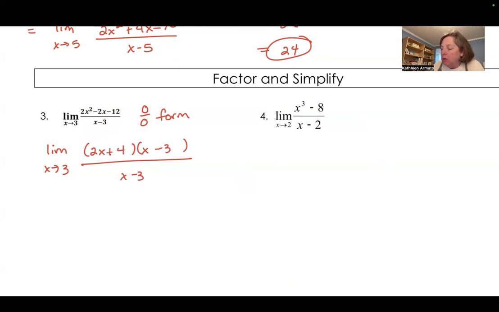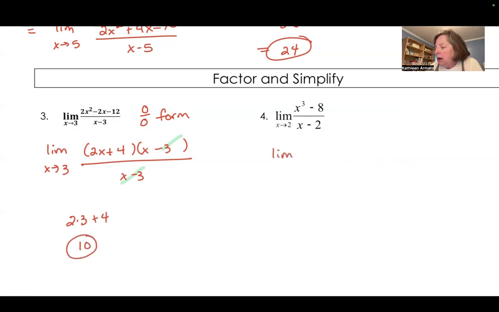That would have to be 2x plus 4. And checking that, 2x squared, 4x minus 6x minus 12. Yep, that works. X minus 3's cancel. And I just plug 3 in, and I have 2 times 3 plus 4. The answer is 10. All right.